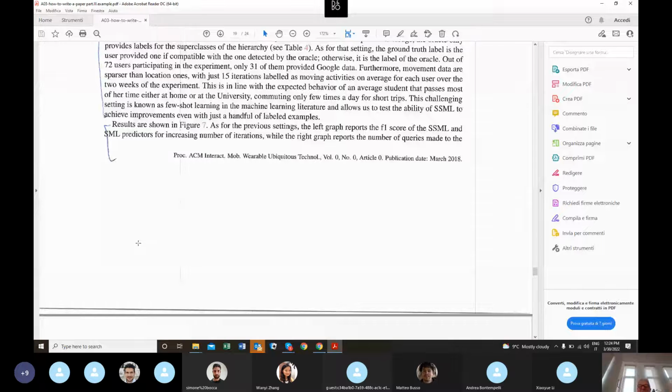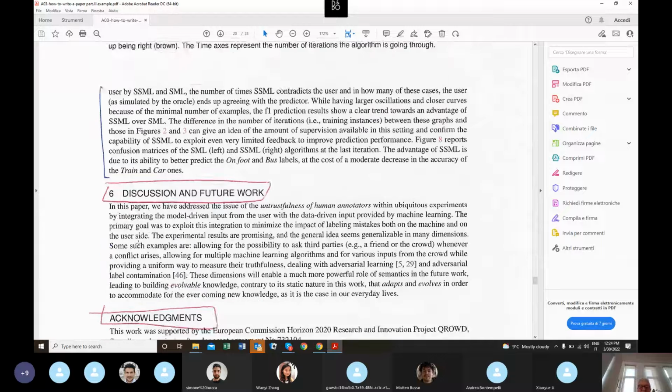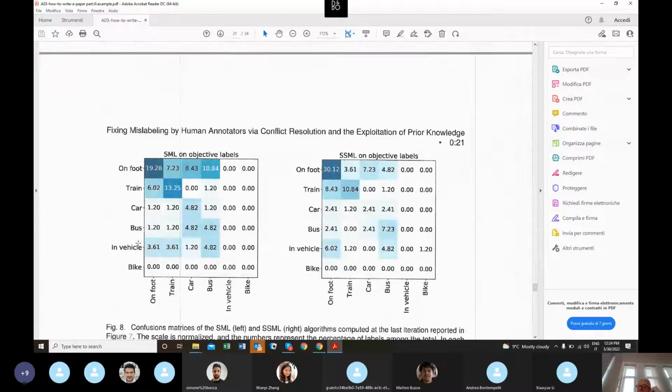Results are shown in number 7, second paragraph. We show the results. We give the picture. And then there is no comment here. And then future work, and then acknowledgement.